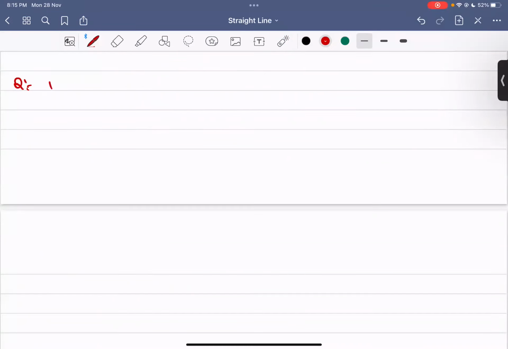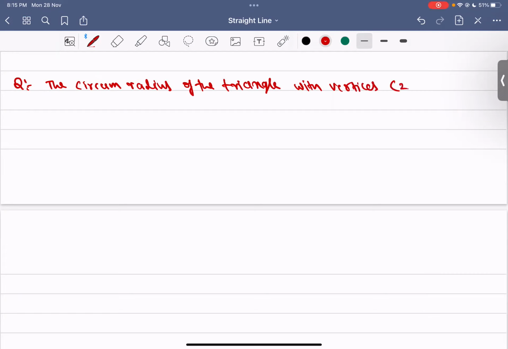Question is the circumradius of the triangle with vertices (1, 2), (3), next (5, 3), and (2, 7). So this is the question.